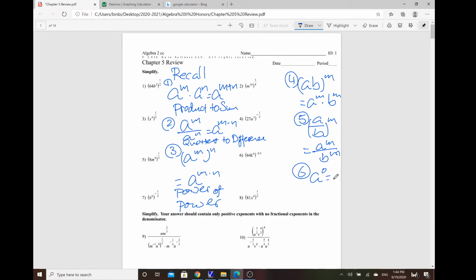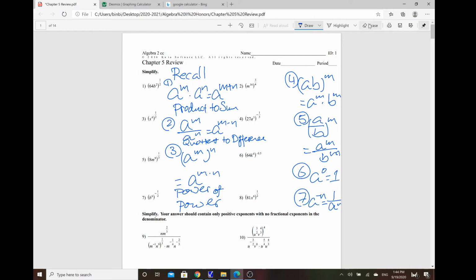And then number 6 is the zero exponent. Anytime you see a constant base to the zero power, it's always considered 1. And then number 7 is the negative exponent. So a to the power of negative n is considered 1 over a to the power of n.